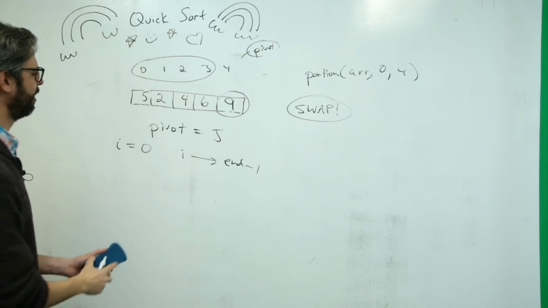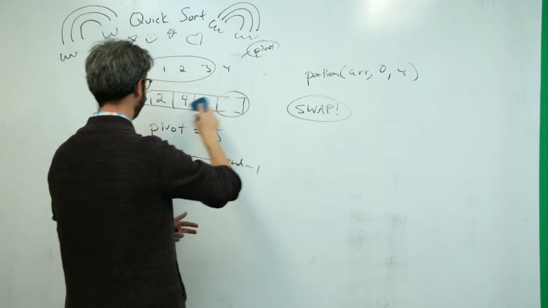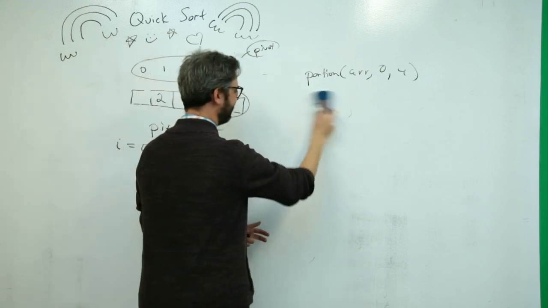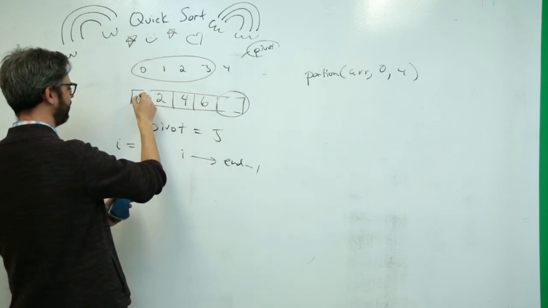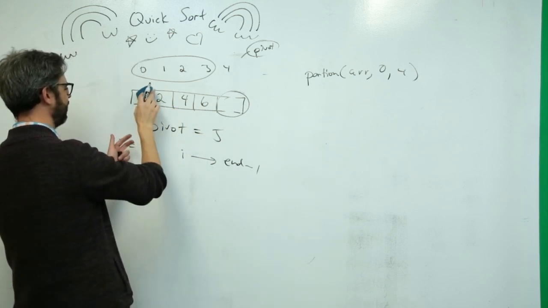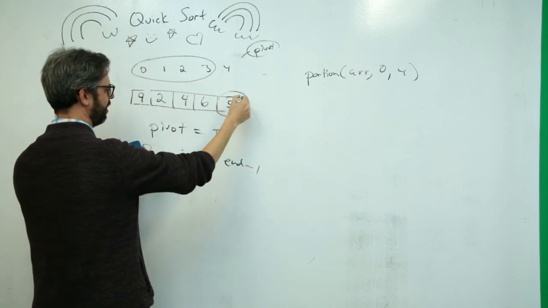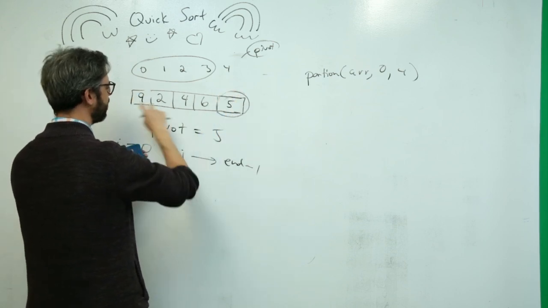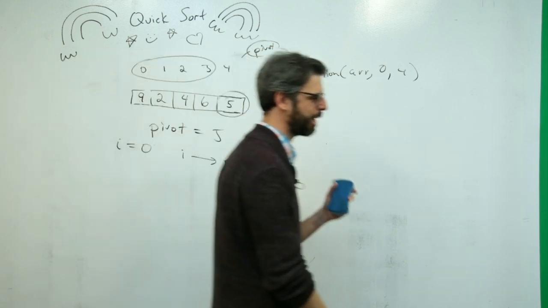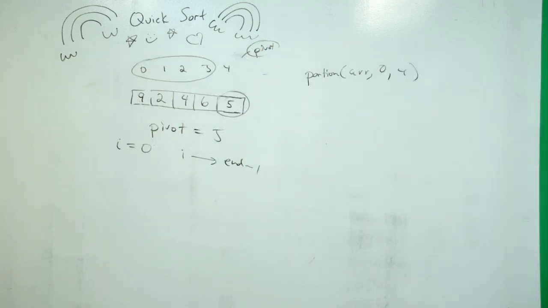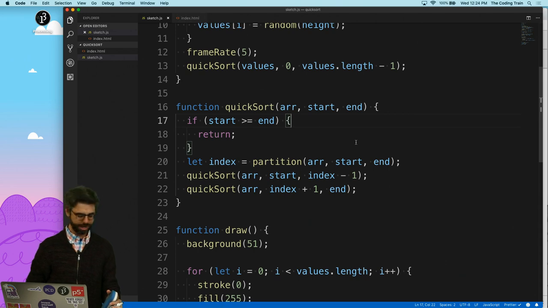Wait, is that right? Hold on. I forget which. 5 was here. No, 9 was here. Yeah, because then we're going to swap. Yes, that's exactly what we're doing. Let me just make sure. Let me just look at the algorithm again to make sure I'm getting it right.